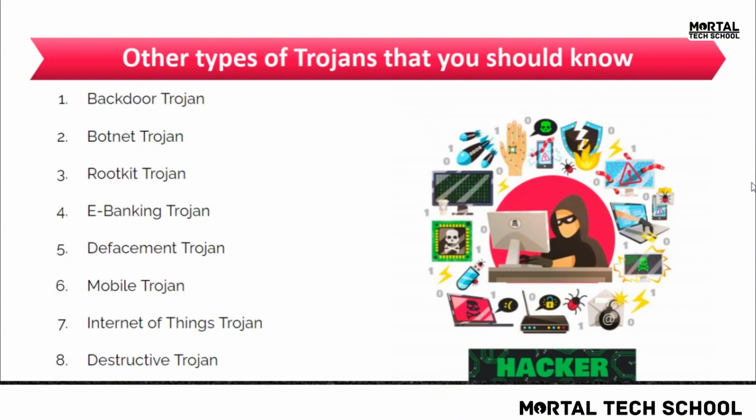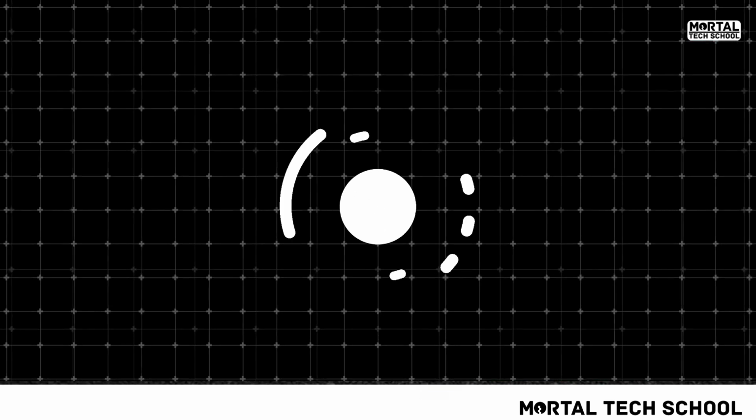The next type of Trojan is the defacement Trojan. Defacement Trojans allow a user to view, edit, extract, and replace strings, bitmaps, logos, and icons from any Windows program. They allow attackers to view and edit almost any aspect of a compiled Windows program. So, all these Trojans are very destructive in nature. There are other Trojans like mobile Trojans, Internet of Things Trojans, destructive Trojans, hacking Trojans, and many more.